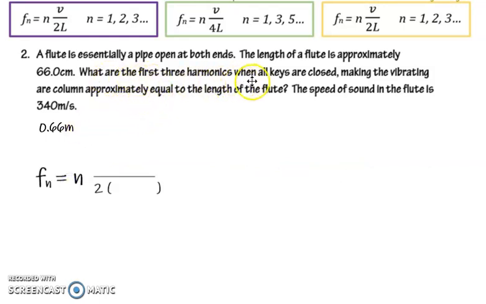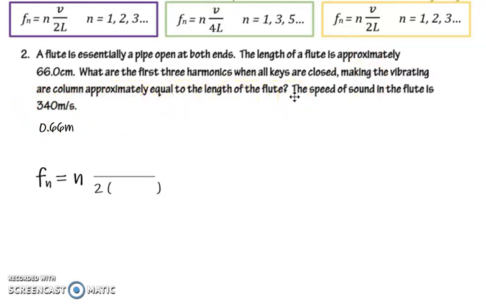What are the first 3 harmonics when all the keys are closed? The reason why you say all the keys are closed is because that means the air is going to go through the whole flute without some escaping out a hole, so that you know what the length of it should be, because it changes the length as soon as you open up some keys. Okay, making a vibrating column approximately equal to the length of the flute.